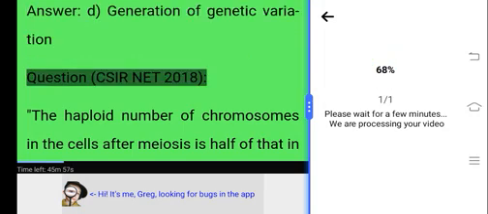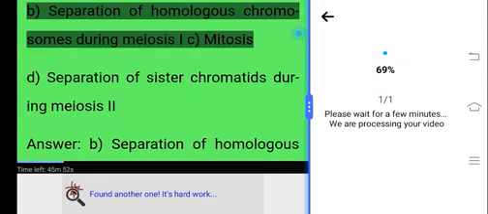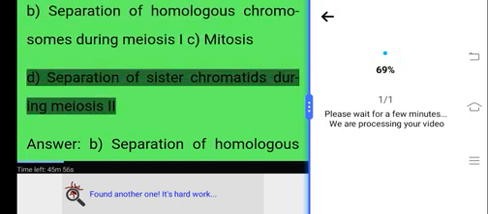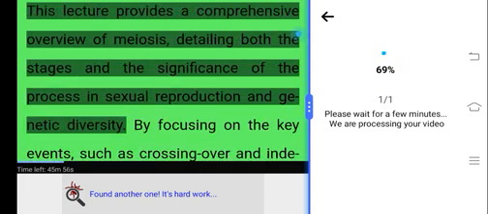Question, CSIR NET 2018. The haploid number of chromosomes in the cells after meiosis is half of that in the diploid parent cell because of which of the following events? A, DNA replication in S phase. B, separation of homologous chromosomes during meiosis I. C, mitosis. D, separation of sister chromatids during meiosis II. Answer: B, separation of homologous chromosomes during meiosis I.